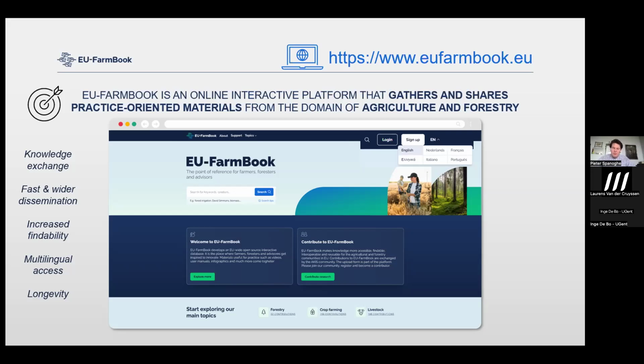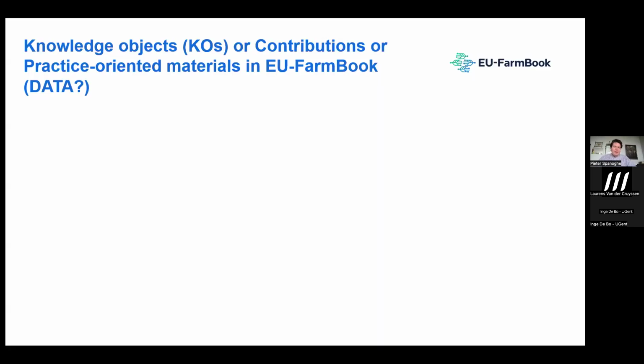And if you say I'm not aware or familiar with it, go to www.eufarmbook.eu. I talked already about data and FAIR data and so on. Don't be confused. Data, it's not a list. It's not an Excel sheet of temperature data. Okay, this information is also welcome.